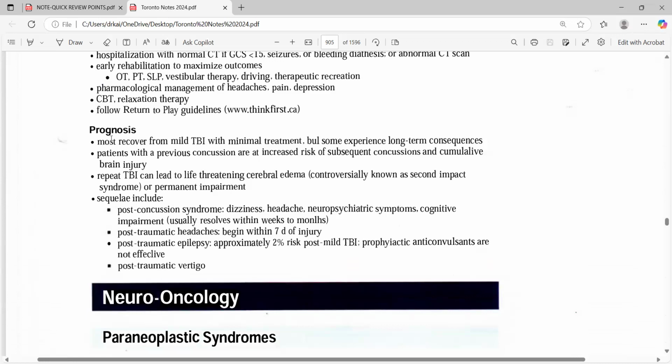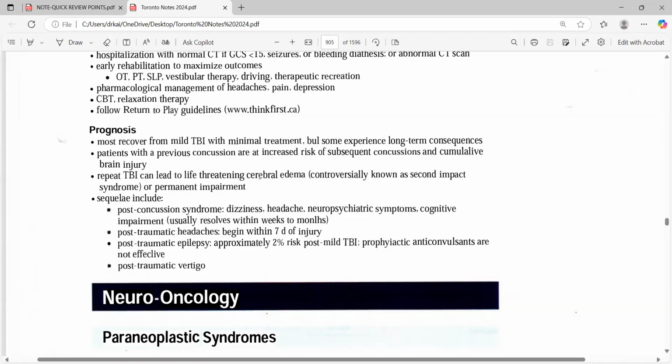Prognosis. What is the main prognosis? It may occur from the mild, basically with minimal treatment, but some experience late consequences. What are those, like depression, seizures, and all of those? Patients with previous concussions are at a higher risk of subsequent concussion and cumulative brain injury. So repetitive TBI can lead to life-threatening cerebral edema.